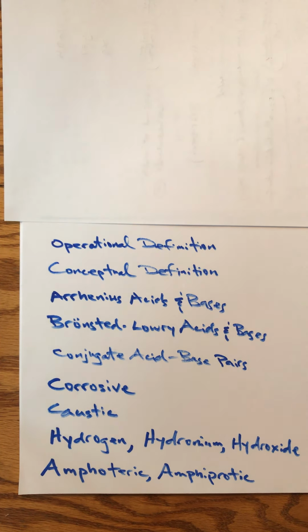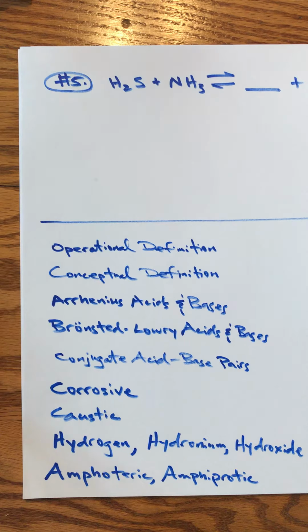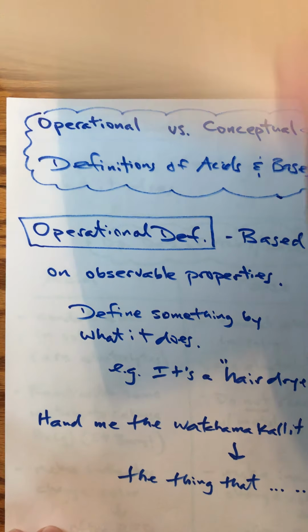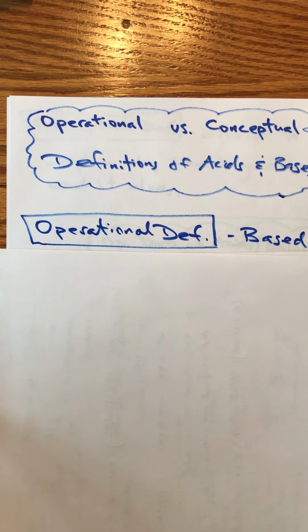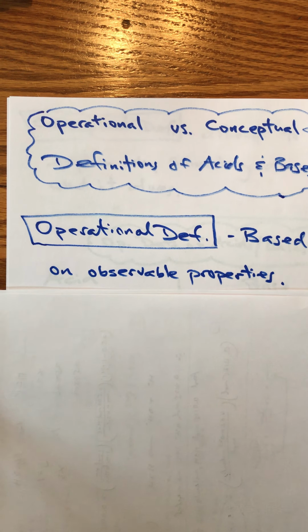All right, got your stuff ready to go? So, operational definitions versus conceptual definitions. Okay, what's an operational definition? It's basically you define something by what it does. It's a screwdriver, it's a hair dryer. It's based on observable properties. You can see what it does. It's one of those things that does that.